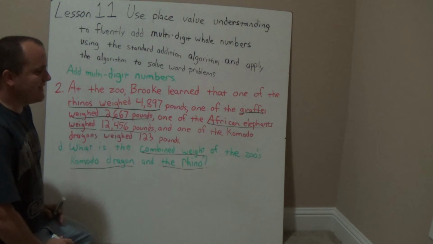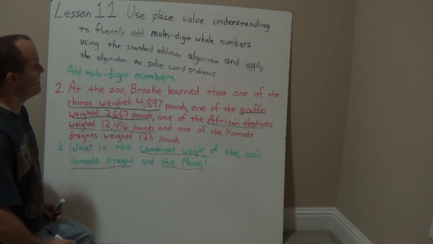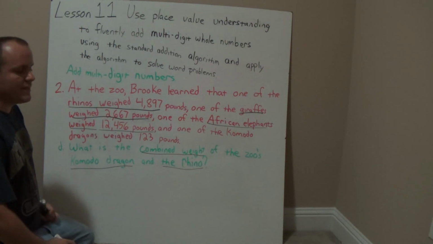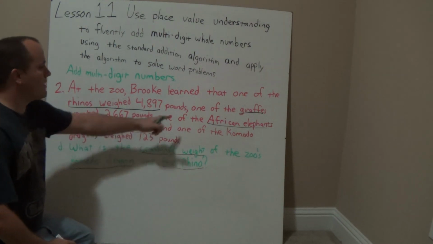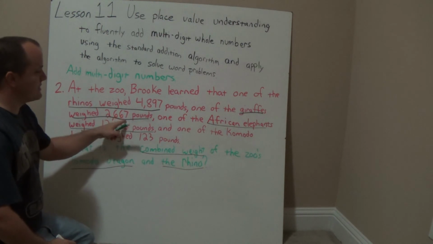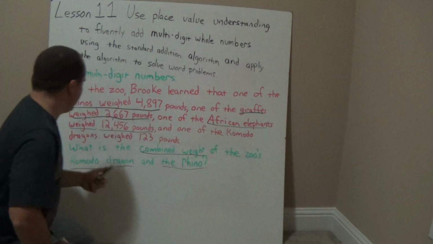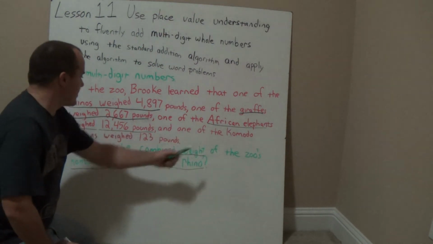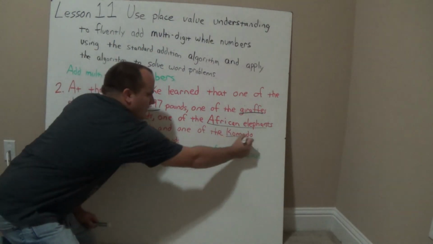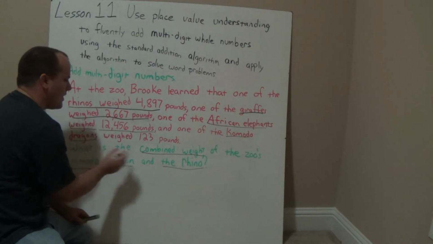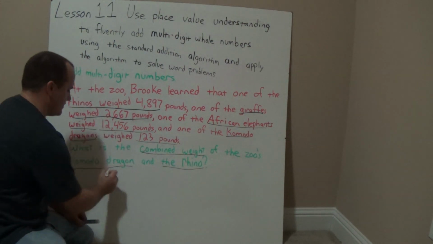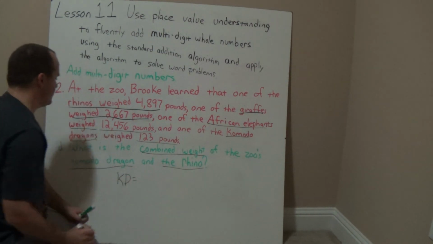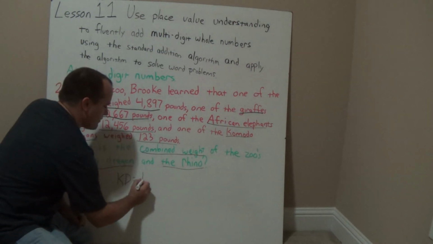I don't remember reading anything about the Komodo dragon in a while, so let me go back and find my Komodo dragon. At the zoo, Brooke learned that one of the rhinos weighed 4,897 pounds, one of the giraffes weighed 2,667 pounds, and one of the African elephants weighed 12,456 pounds. Whew! And one of the Komodo dragons, aha! There's my Komodo dragon, weighed 123 pounds. So let me put a KD right here for Komodo dragon, and it weighs 123 pounds.